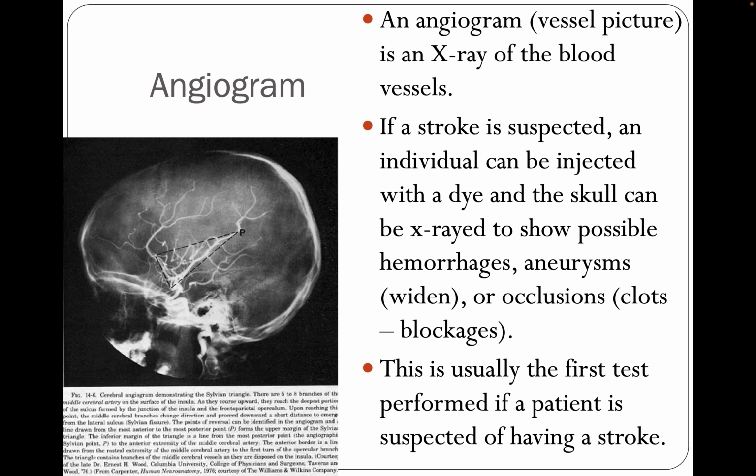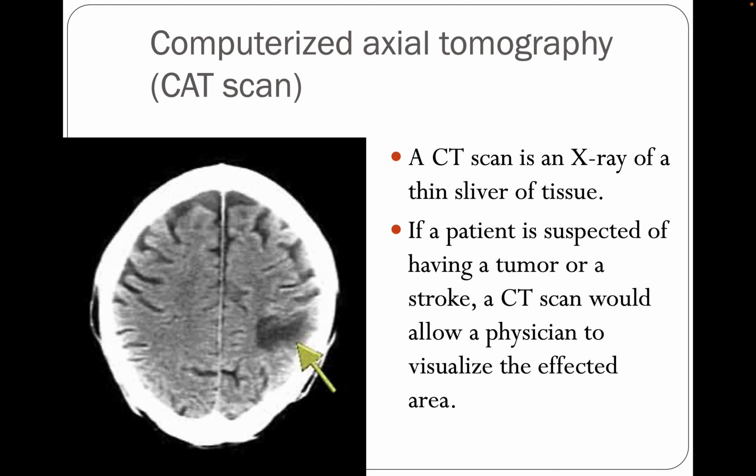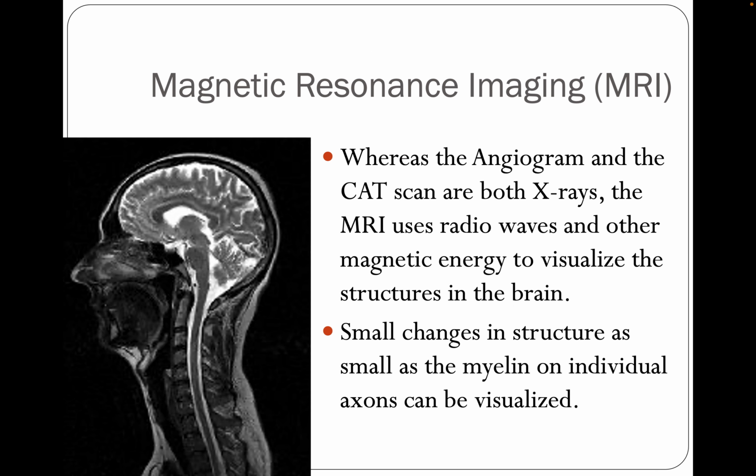They'll do an angiogram. A CAT scan, a CT scan, is an x-ray of a thin sliver of tissue. If a patient is suspected of having a tumor or a stroke, a CT scan would allow the physician to visualize the affected area. And in this case, it's a tumor. Whereas the angiogram and the CAT scan are both x-rays, the MRI uses radio waves and other magnetic energy to visualize the structures in the brain. Small changes in structure, as small as the myelin on an individual axon, can be visualized in this way.